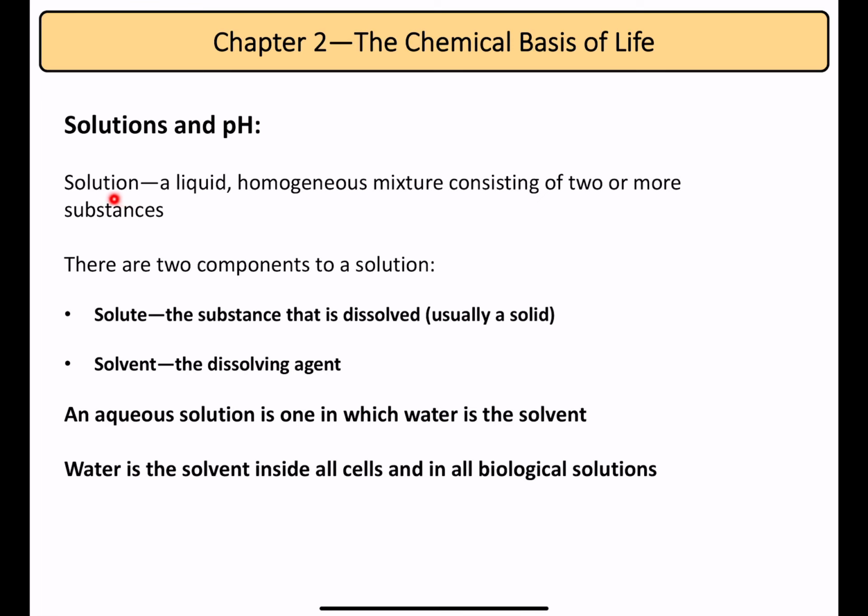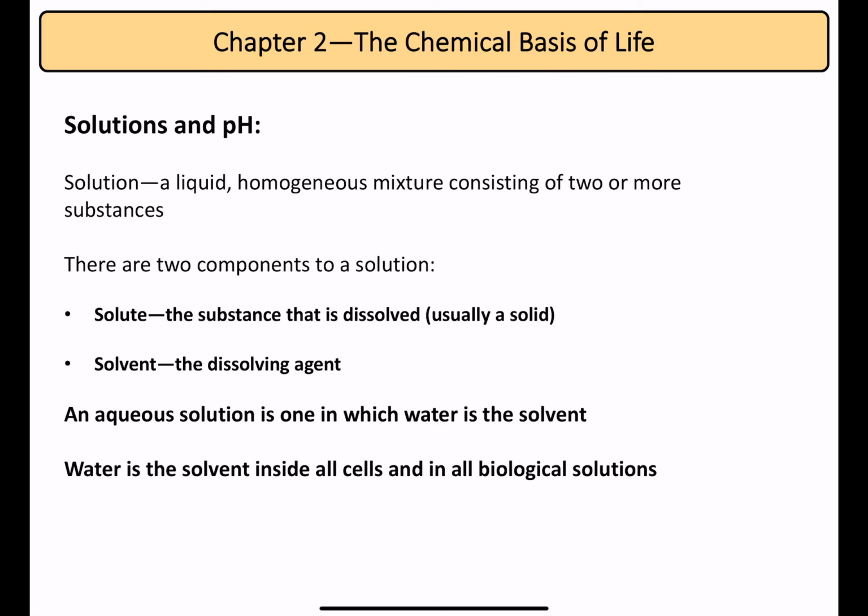So I've been tossing around the word solution here, and what that is, it's a liquid homogeneous mixture composed of two or more substances mixed together. And in biology, we're always talking about water-based solutions. Okay, so every solution in biology is considered an aqueous solution, which means water-based. And since it's water-based, we call water the solvent. Water dissolves the other substances. And the other substances that are dissolved within the water are known as the solutes.